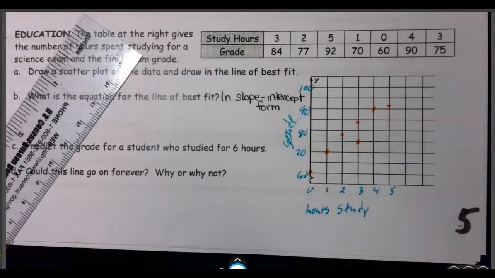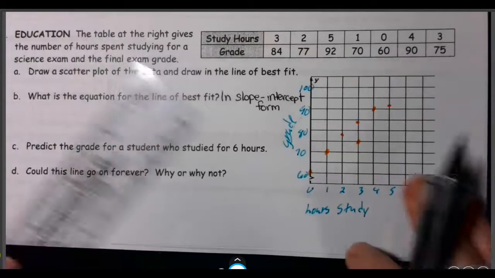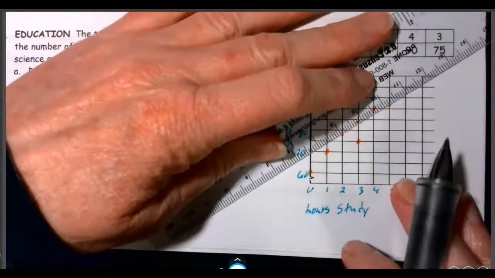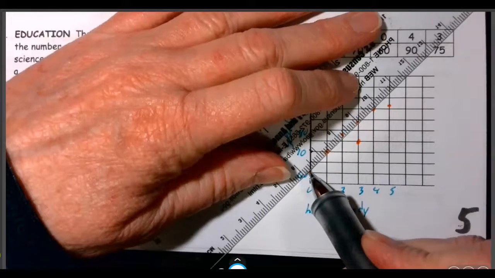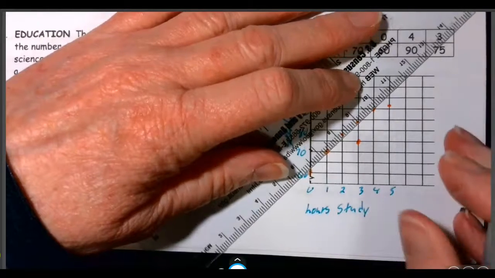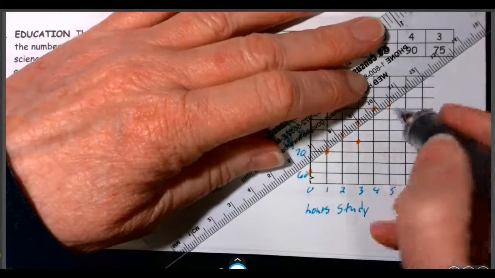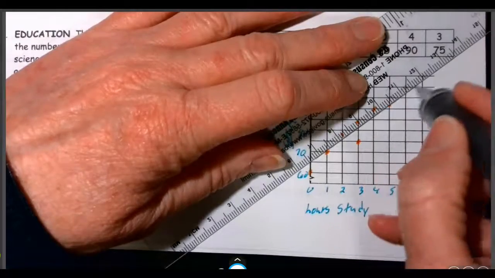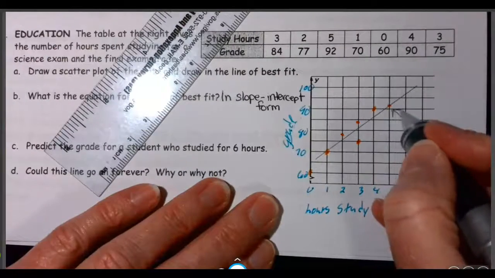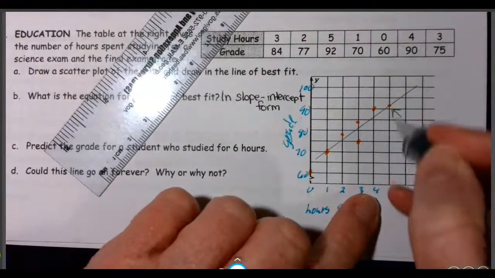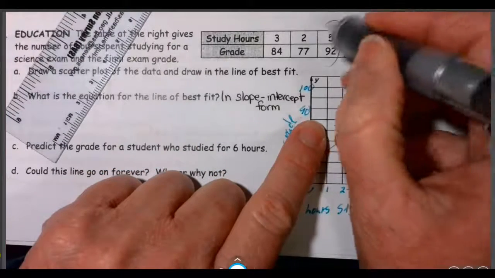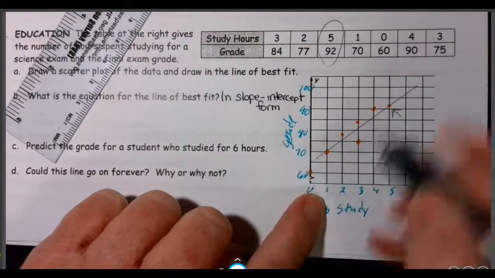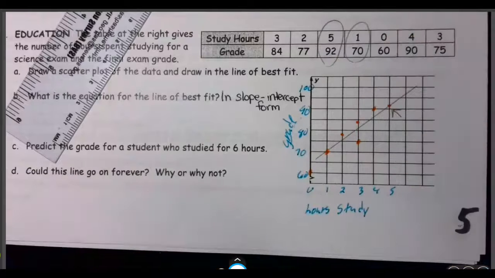Let's draw a line of best fit. And I'm going to do that with a pencil this time. So if I'm going to draw a line of best fit, if I go off this one, that gives me my y-intercept. But then it kind of follows it. I'm going to actually choose right here. I'm going to do this as my line. So I'm going to choose this point right here. That is the point of 5 and 92. 5 and 92. And then I'm going to choose the point of 1 and 70. Those are the 2 points I'm going to choose.